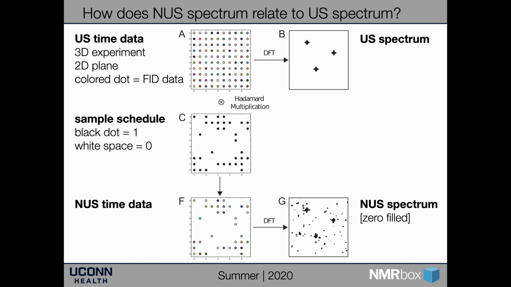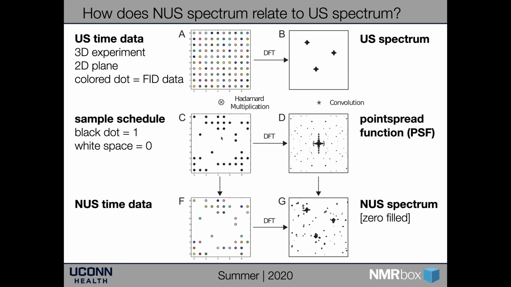So the broad question that I posed at the top of this slide is, how do the uniform spectrum and the non-uniform spectrum here relate to each other? We can take our sample schedule of ones and zeros, and if we take the Fourier transform of that, we get something called the point spread function. This point spread function, through a convolution operation with the uniformly sampled spectrum, exactly gives us the NUS spectrum that we see here on the end. And we'll take a closer look at this point spread function in just a minute.